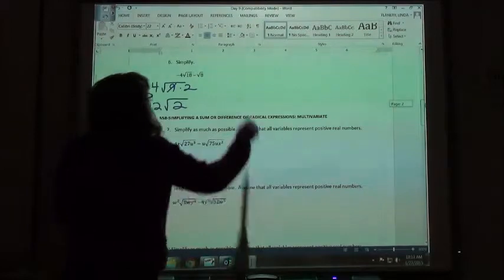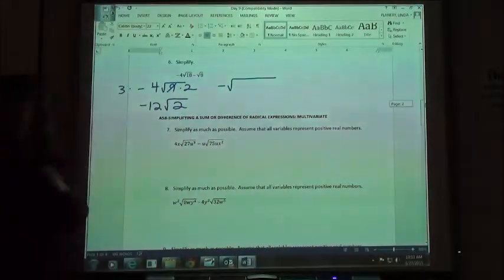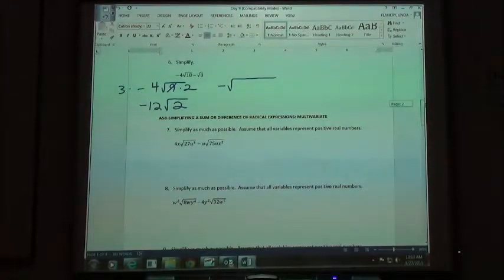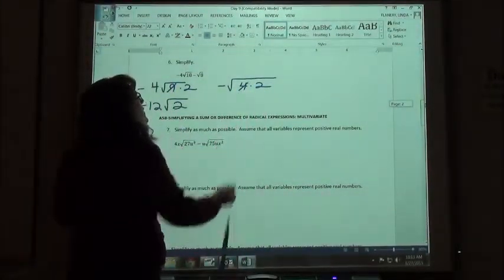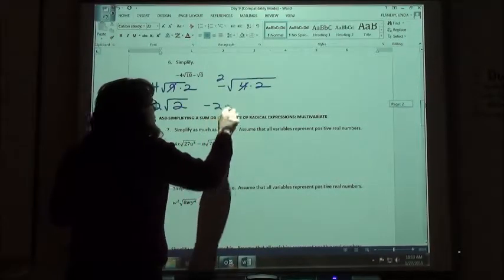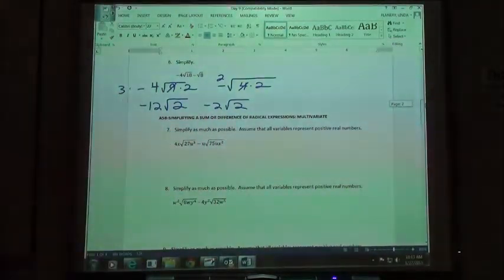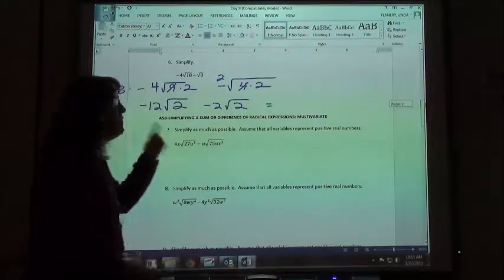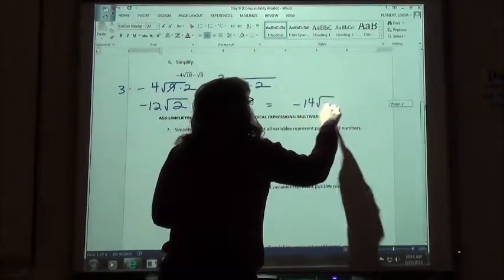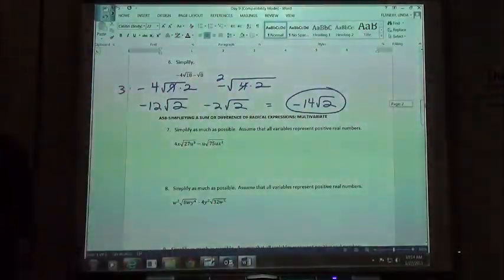Then I have that minus square root of 8. 8 is not a perfect square, but I can factor it. 4 times 2. The square root of 4 is 2, and so I'm going to have minus 2 square root of 2. Right, that minus sign is like a negative 1. Negative 1 times 2 is negative 2. So now I have negative 12 square root of 2 minus 2 square root of 2. They are like terms. Going to go ahead and combine those, and I would get negative 14 square root of 2. Add and keep that sign, right?